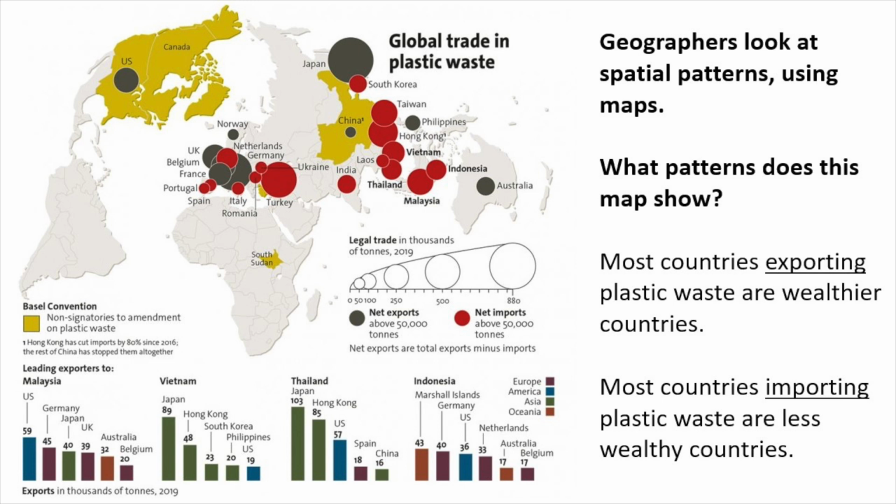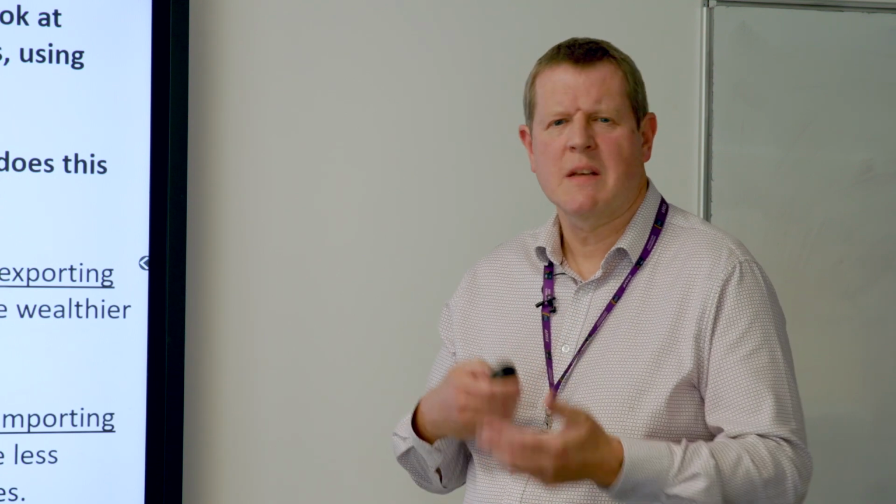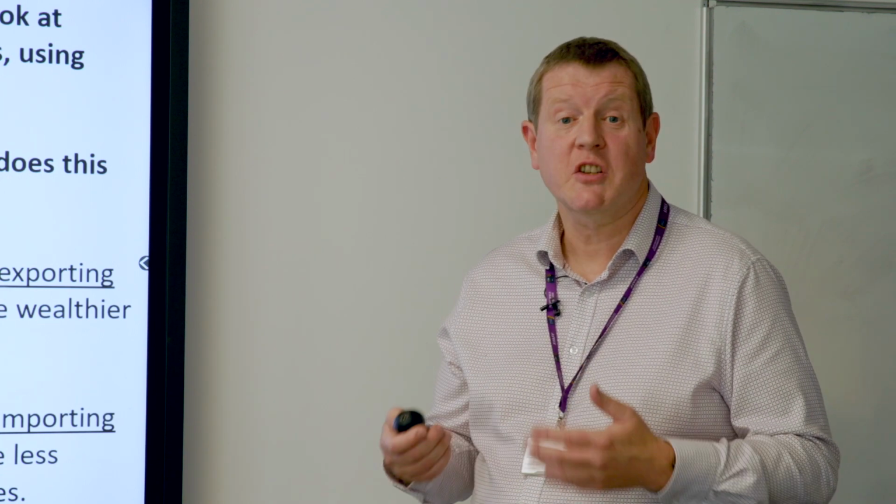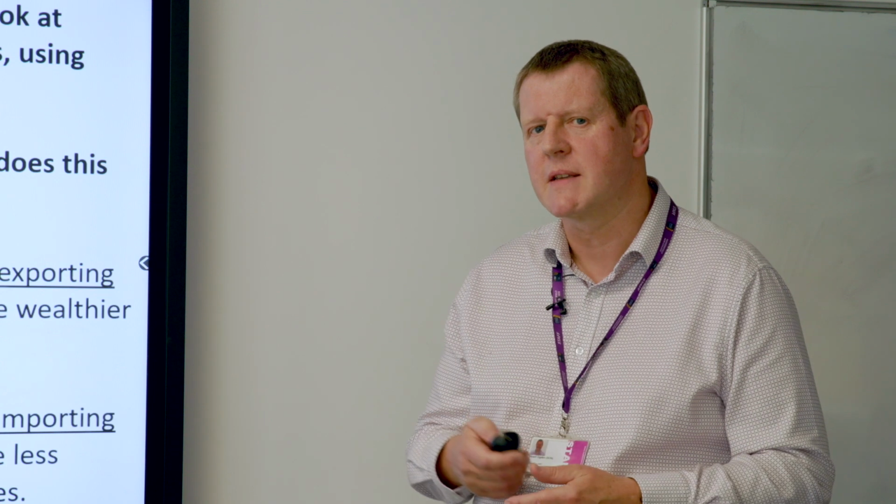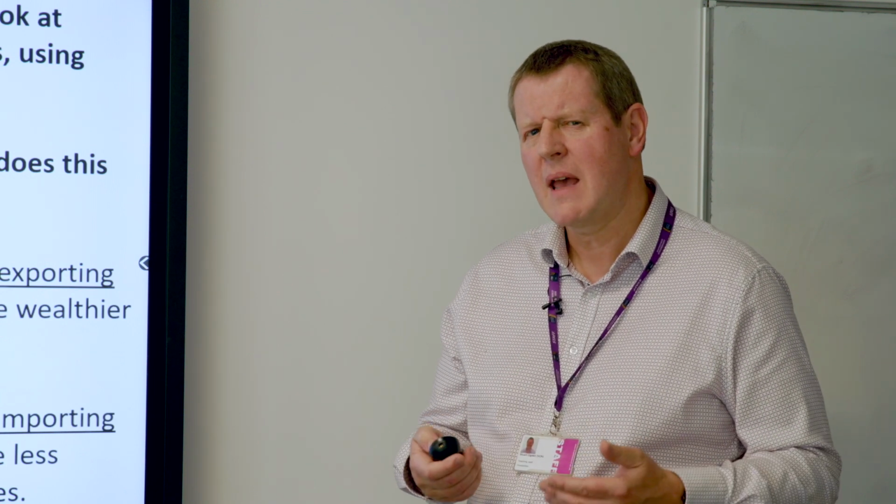But also what comes out on this map very well is the fact that most of the countries exporting the plastic waste, those with the grey circles, are wealthier countries. And most of the countries with the red circles, although not all, are actually poorer countries, less wealthy countries like Indonesia, Malaysia, Thailand, and India. So that gives us another layer to our story. Rich countries exporting plastic waste and poor countries importing it.